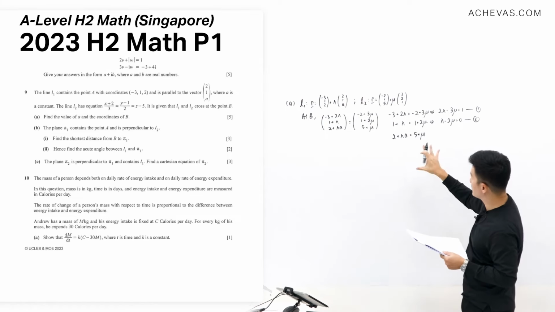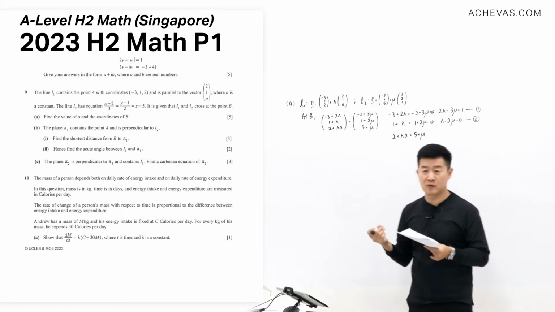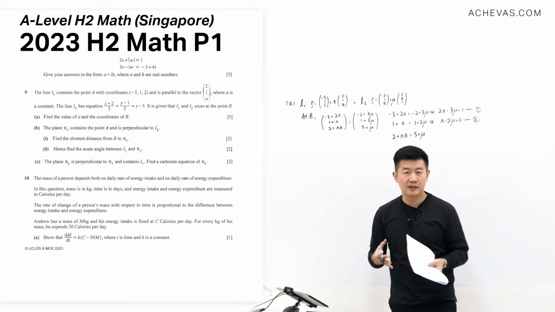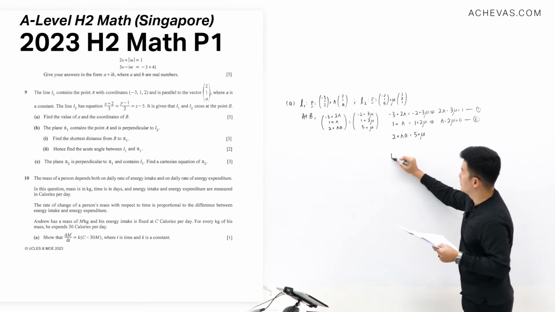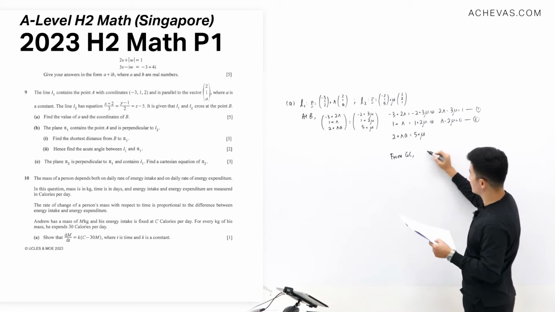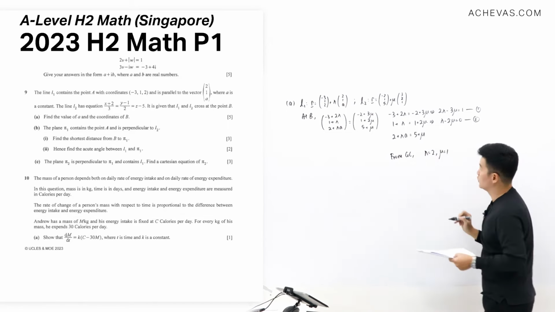This is going to give us our equation number 3, but just with equations 1 and 2, we can already press it into our graphing calculator to try to solve this pair of linear simultaneous equations. So let's try to solve it first. From our graphing calculator, solving for equations 1 and 2, lambda is going to be equal to 2 and mu is equal to 1.